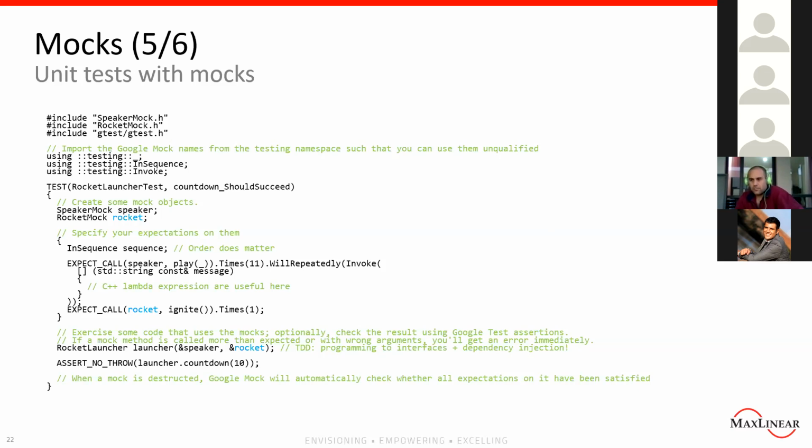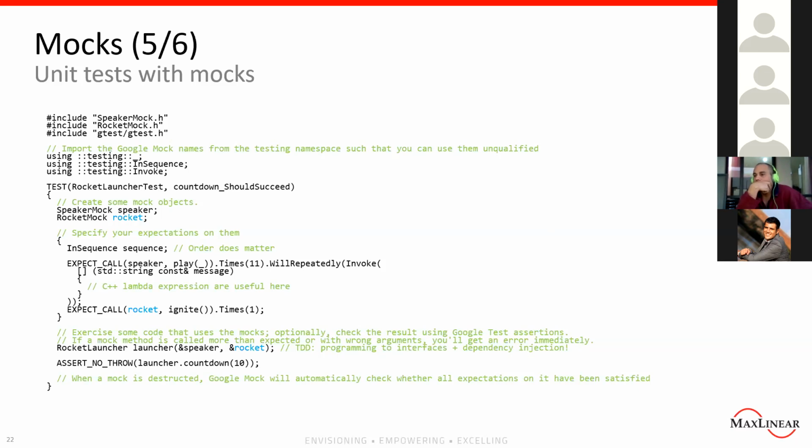Be aware that all the dependencies are provided here. The launcher doesn't know if those dependencies are real or mock objects, because it's been written to use interfaces, not real objects. Those dependencies are provided here by the mechanism of dependency injection. Finally, we call the method under test and check that no exception is thrown.